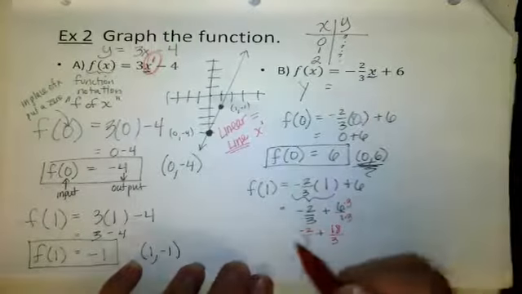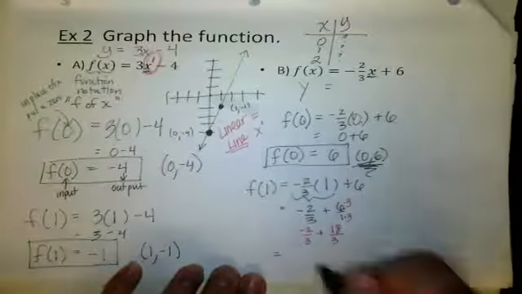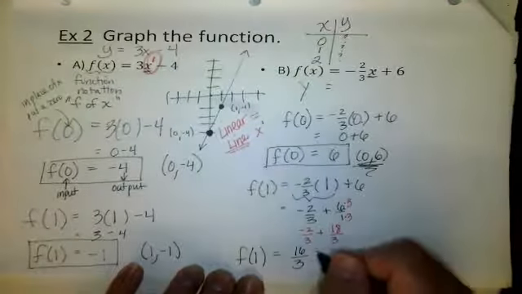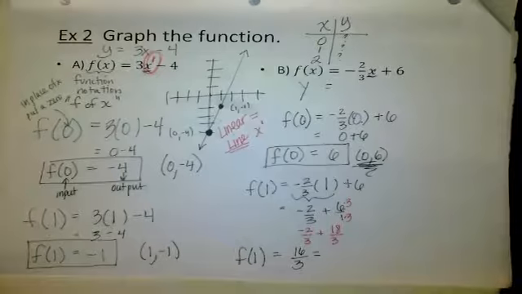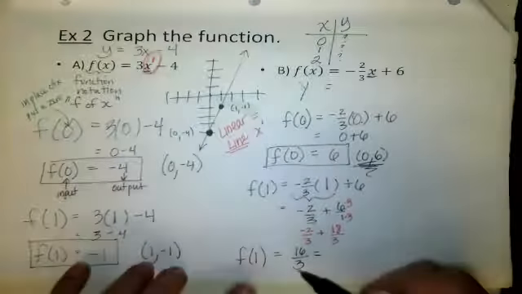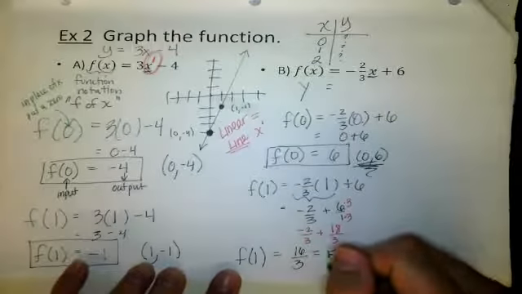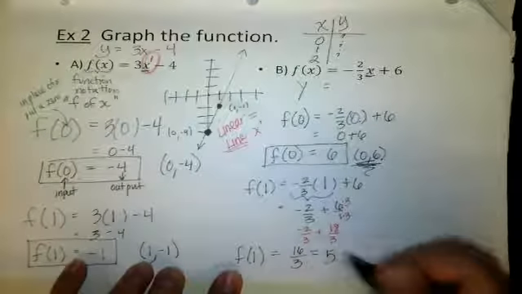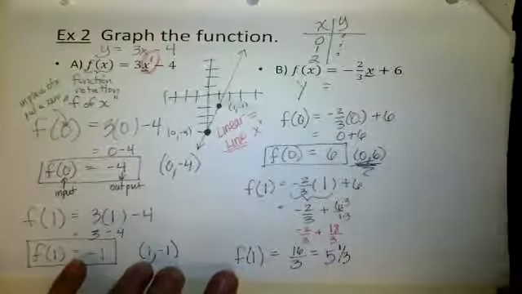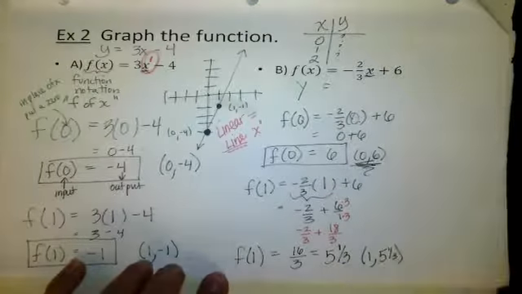Okay, so now we have negative 2/3 plus 18/3, which is 16/3. 16/3 is totally weird to graph, so I want to change that to a mixed number. How many times does 3 go into 16? 5 times, that makes 15, which is 1 away. So 5 1/3. So we have an ordered pair 1, and 5 and a little bit, to graph.